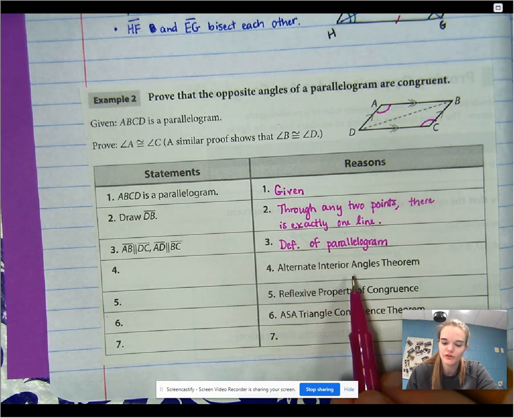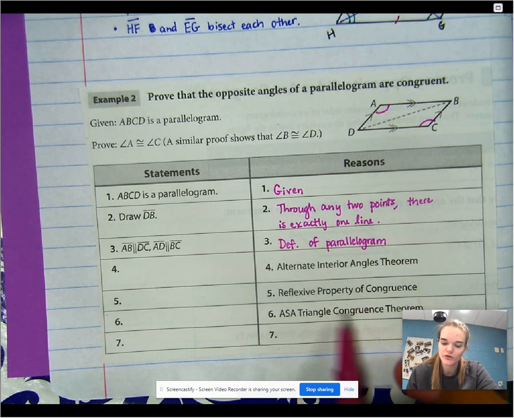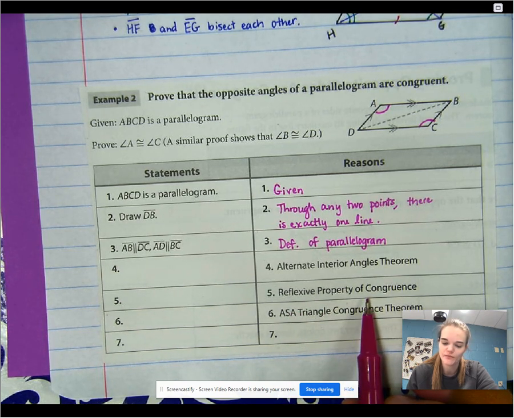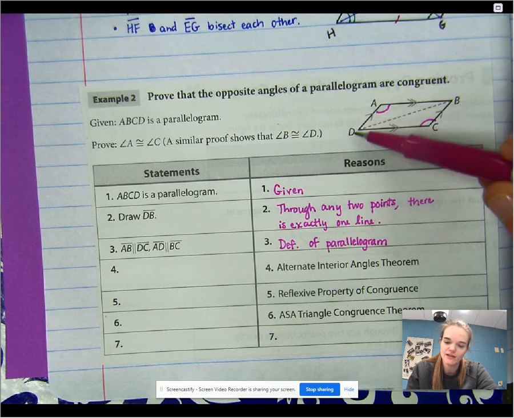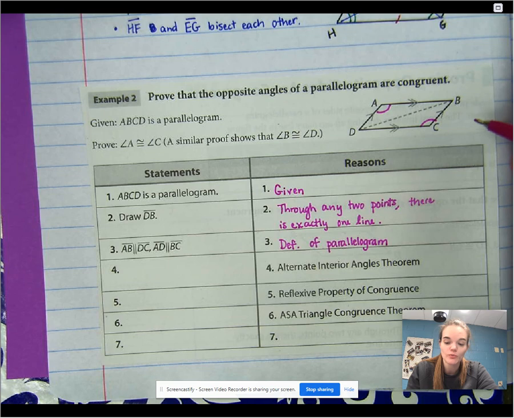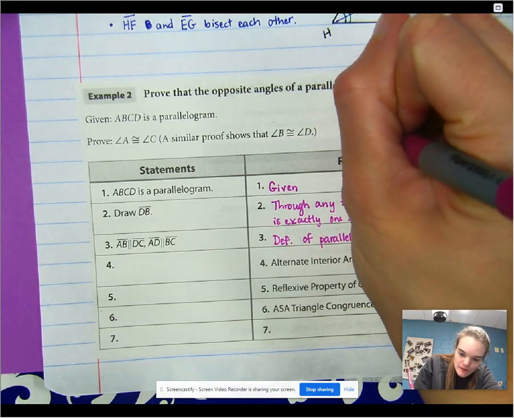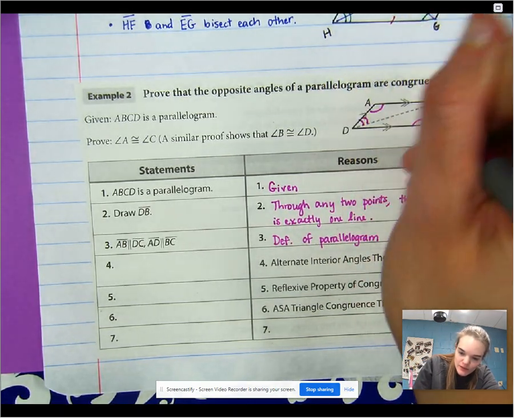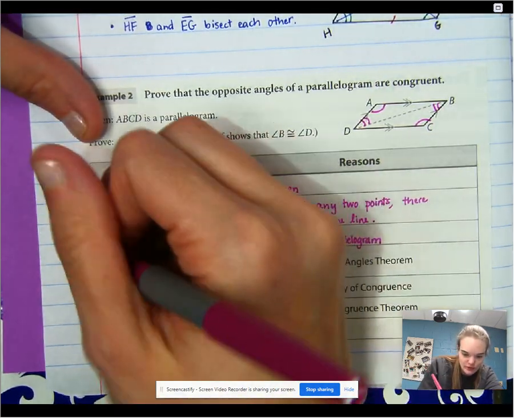So they talk about the alternate interior angles theorem. And then we've got the angle side angle triangle congruence theorem and a reflexive property theorem. So here's what we've got going on. We actually are going to try to prove that ADB is congruent to CBD. So in order to prove that, we need to talk about some angles, okay? ADB is congruent to CBD because they're alternate interior angles. So we're going to write that.